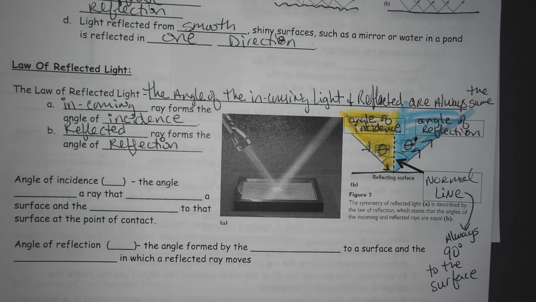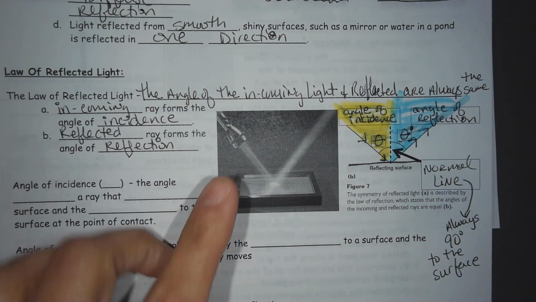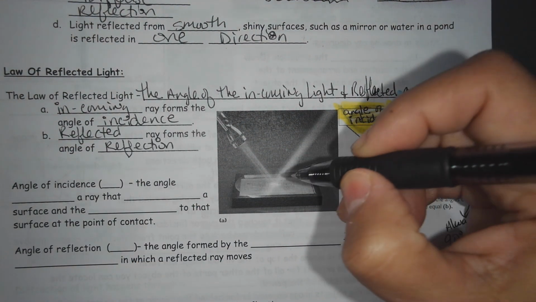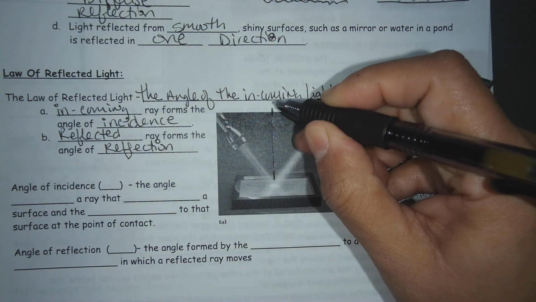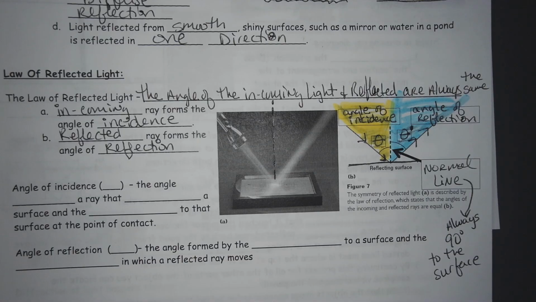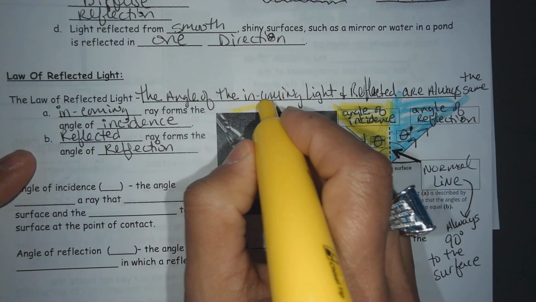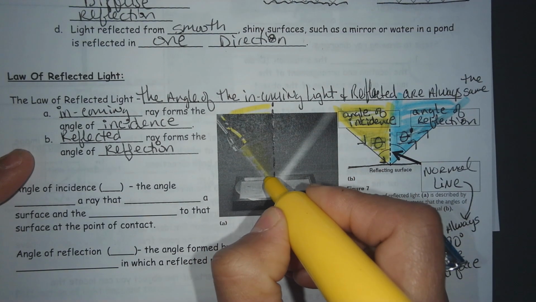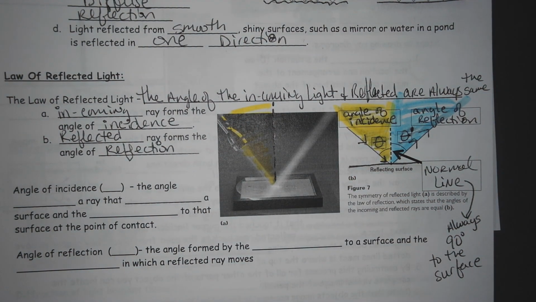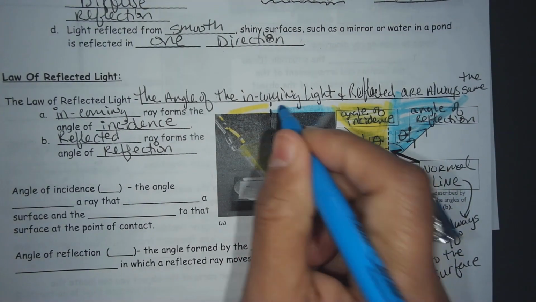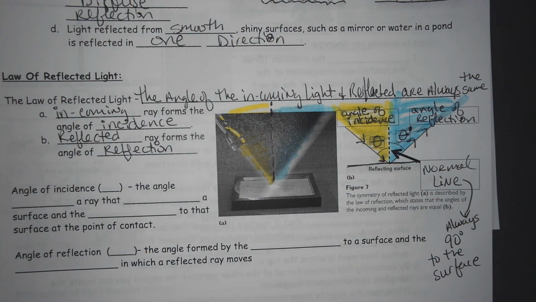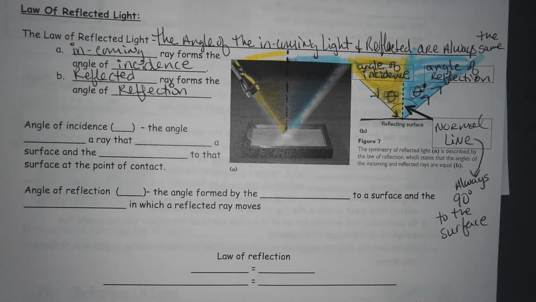Why? Because my surface is a nice smooth mirror. So over here, where I actually see my actual picture, I've got a make-believe normal line. Again, it's make-believe, and it's perpendicular to the surface. I've got my angle of incidence, which should always match and be identical to my angle of reflection, or I call it theta and theta prime.